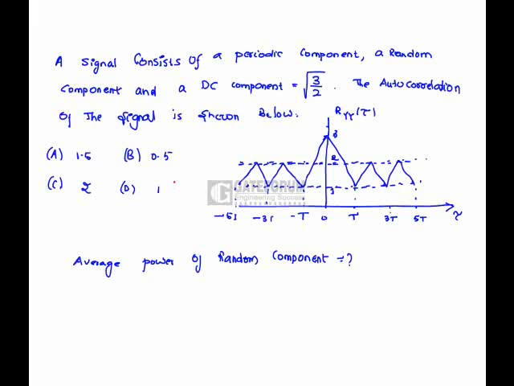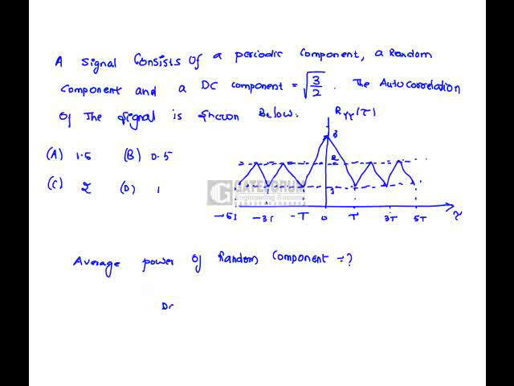A signal consists of a periodic component, a random component, and a DC component. The autocorrelation function is shown in the figure. So we have to decide the average power present in the random component. In order to decide that, first of all we have to subtract the DC power present in the autocorrelation function, which is not because of a random component.